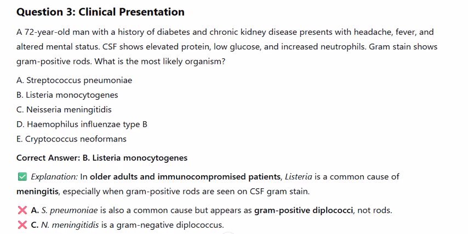A. Streptococcus pneumoniae. B. Listeria monocytogenes. C. Neisseria meningitidis. D. Haemophilus influenzae type B. E. Cryptococcus neoformans. Correct answer B. Listeria monocytogenes. Explanation: in older adults and immunocompromised patients, Listeria is a common cause of meningitis, especially when gram-positive rods are seen on CSF gram stain.